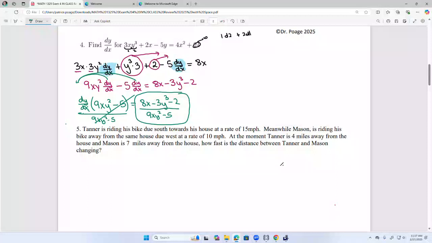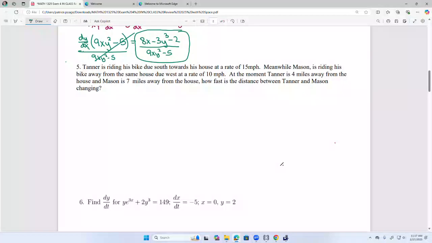All right, number 5. Tanner is riding a bike due south toward his house at a rate of 15 miles per hour. All right, so here is the house, and he's going south toward his house. And this is Tanner. I don't know how to draw a bike, so I'm just going to put a T there. I'll get back to the rate.